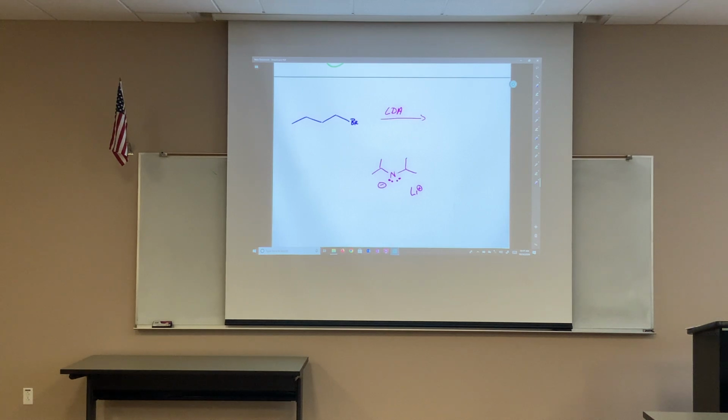Let me ask you guys a question. When an oxygen with a minus charge acts as a base, what functional group does it turn into? O with a minus grabs a hydrogen, turns into an alcohol. N with a minus charge grabs a hydrogen, turns into an amine. Strong bases come from weak acids. Okay? What's a weaker acid, an amine or an alcohol?